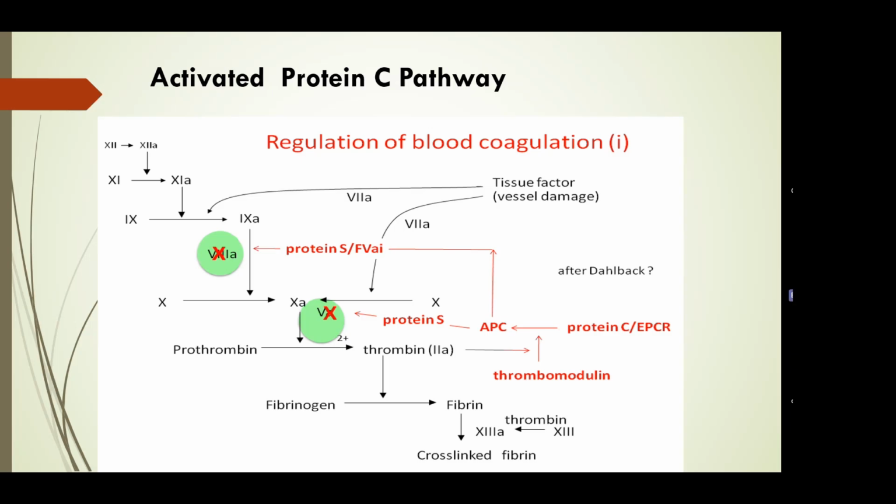So as you can see from the diagram, thrombomodulin activates protein C through the endothelial protein C receptor, which activates protein C, which we call the activated protein C, which combines with protein S to form the activated protein C protein S complex. This complex is now what shuts factor 5 and factor 8 out of the blood coagulation pathway.